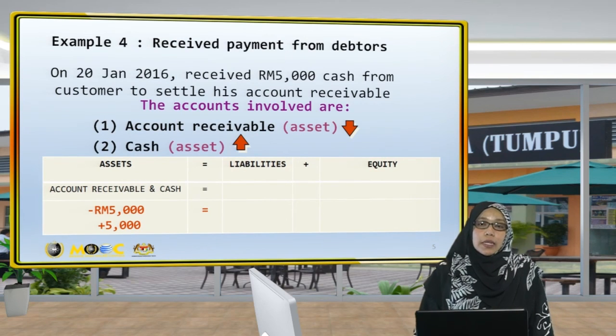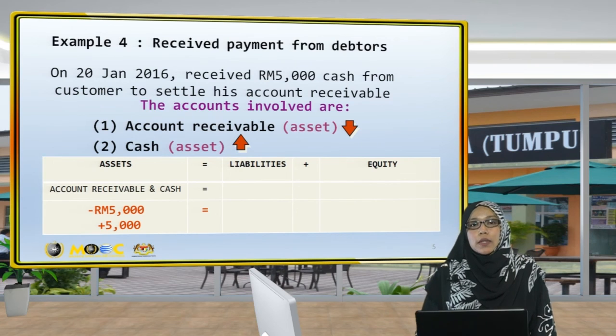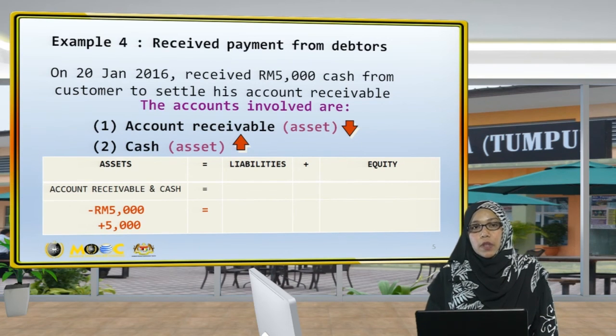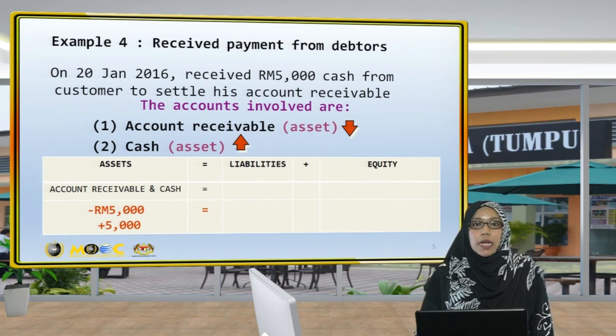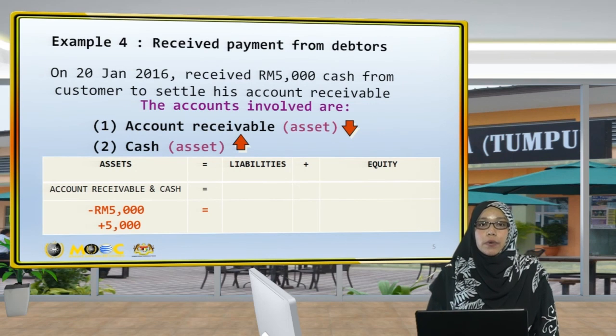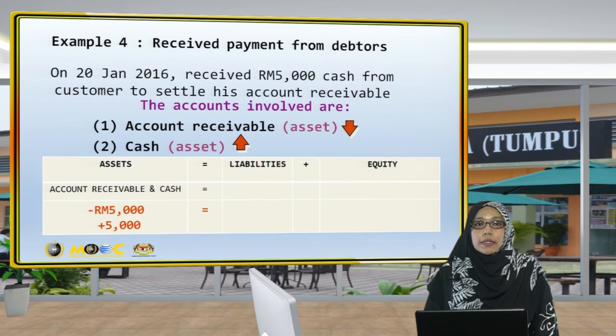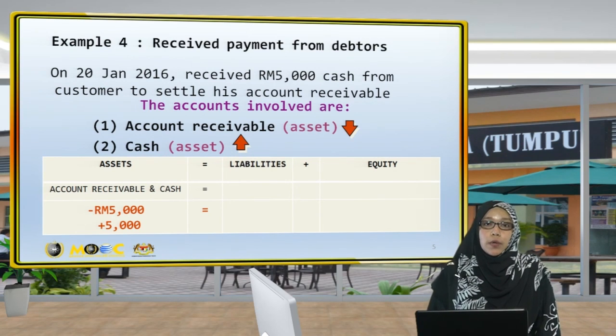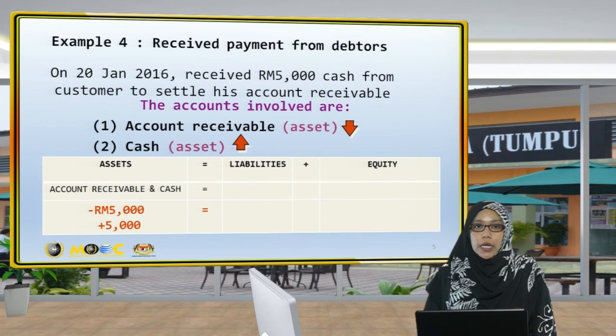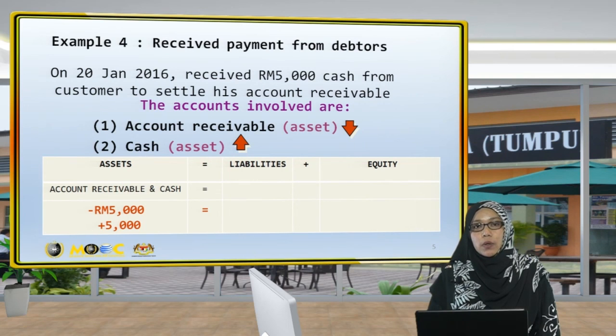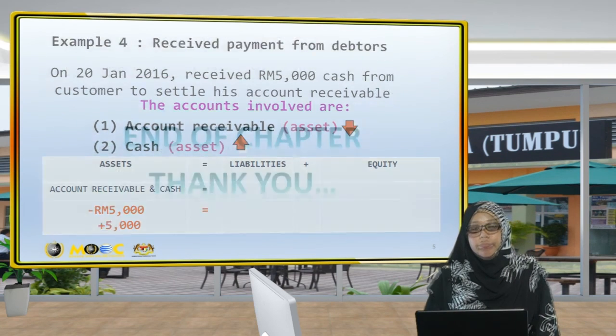We continue with example 4, where the business received 5,000 ringgit cash from customer to settle his account receivable. Thus, the effect is assets, which is account receivable, decreased by 5,000 ringgit, and the asset account cash increased by 5,000 ringgit too. Then the accounting equation remains in balance.